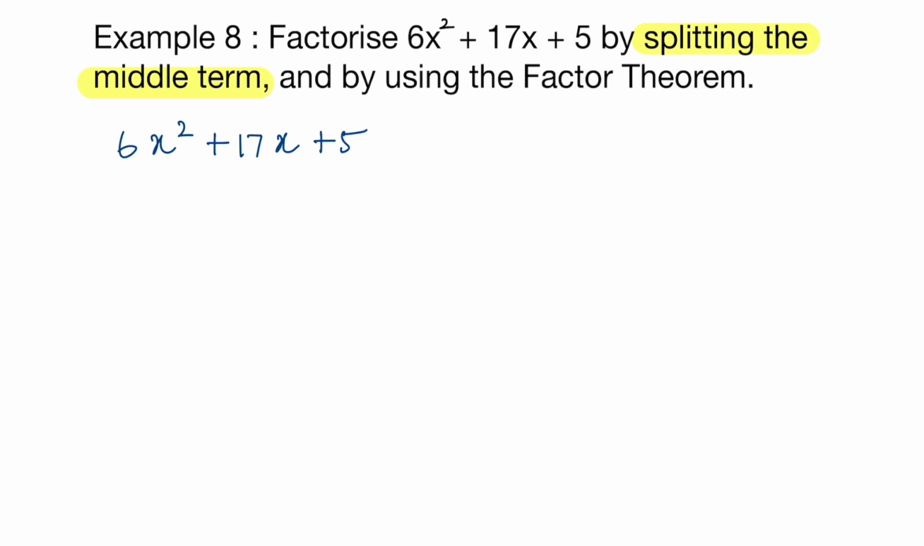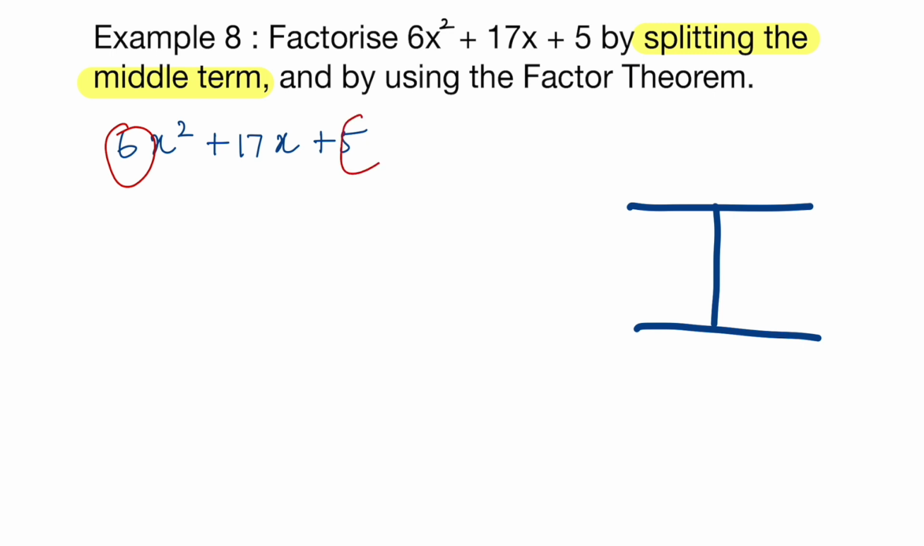This method can also be known as the I method. So why are we calling it the I method? You'll see that now. I'm just going to draw an I here, and what you're going to do is multiply the coefficient of x squared and the constant term, these two numbers.